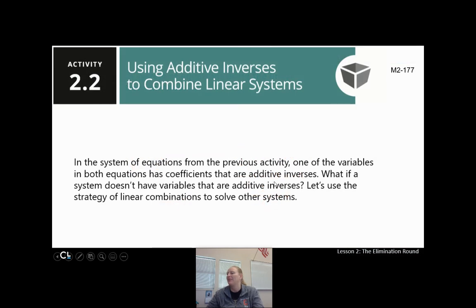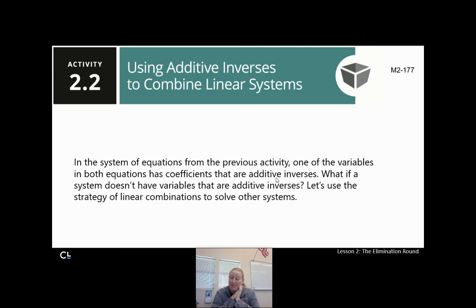All right. So let's go a little bit further. So we've been using additive inverses to combine our linear systems, right? Add them together. And because we have additive inverses, we have opposites on our coefficients, it gets rid of one of our variables, makes it really easy to solve. So in the system of equations from this last activity, one of the variables in both equations had coefficients that were additive inverses, which was very convenient. But you know that's not always going to happen, right? So what if a system doesn't have variables that are additive inverses?